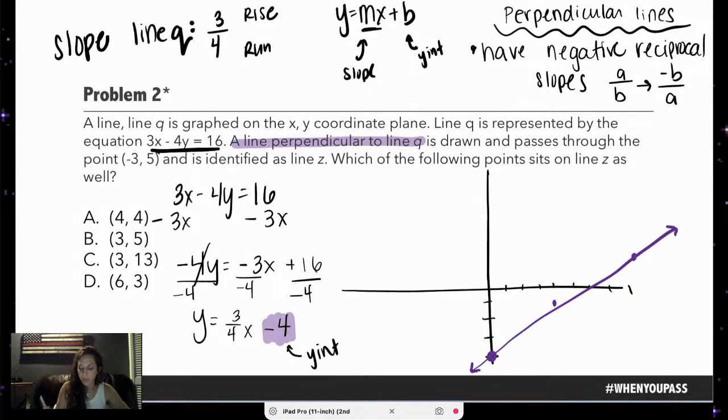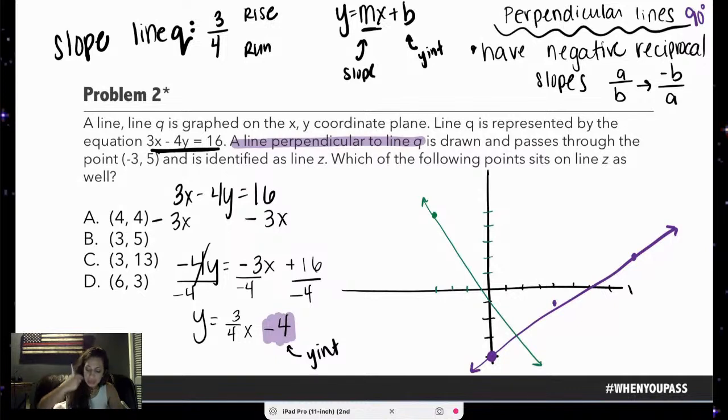And there's line Q. Now, it says a line perpendicular to line Q. Perpendicular lines intersect at a 90-degree angle. And it passes through point (-3, 5). 1, 2, 3, 1, 2, 3, 4, 5. And I'm going to draw a line that's a 90-degree angle from that. And I'm quickly realizing that none of my answer choices are going to make sense. But let's go ahead and solve it and see why.